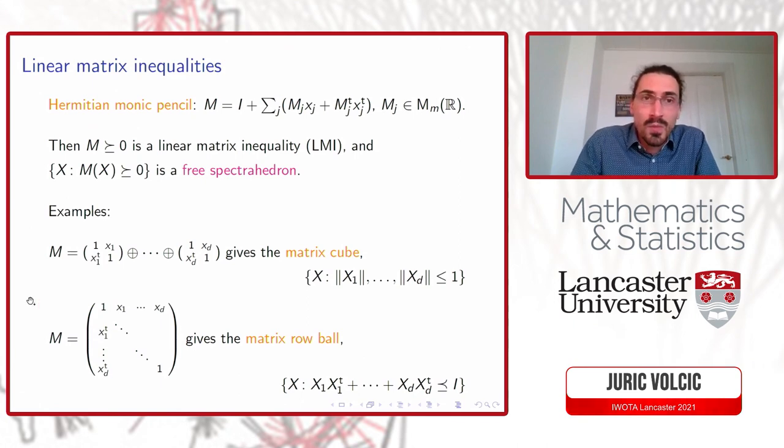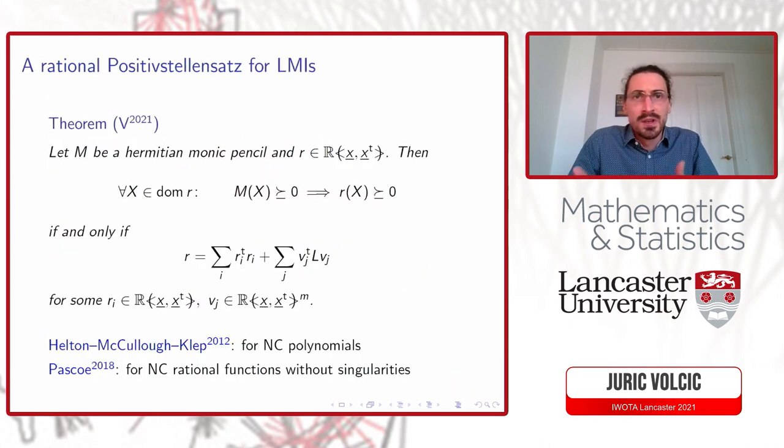And on linear matrix inequalities, we can get a so-called positive Schillingsatz. So on free spectra, we have a precise sums of squares certificate for detecting positivity. That is, if I have a rational function R such that wherever M of X is positive semi-definite, then R of X is positive semi-definite. This happens if and only if you can represent R in this way, and this L here should be M. So sum of squares plus a sum of squares with M in between.